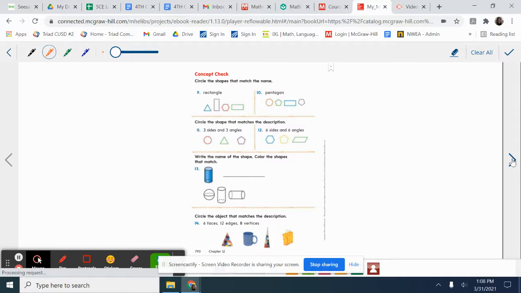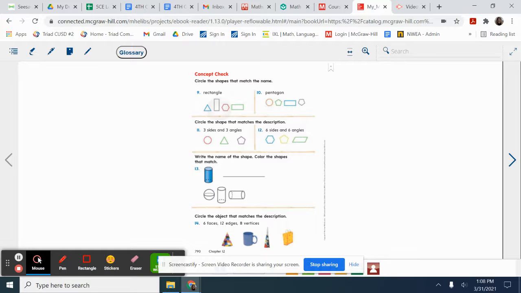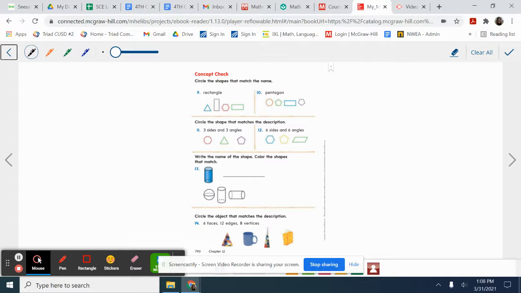All right, circle the shapes that match the name. Number 9, we're looking for any rectangles. We're going to circle any that have 4 sides and 4 angles. 2 of them are the same length and the other 2 are the same length. So that would be number 2 and number 4. Number 10, pentagon. We're going to circle any shapes with 5 sides and 5 angles. Again, that would be number 2 and number 4.